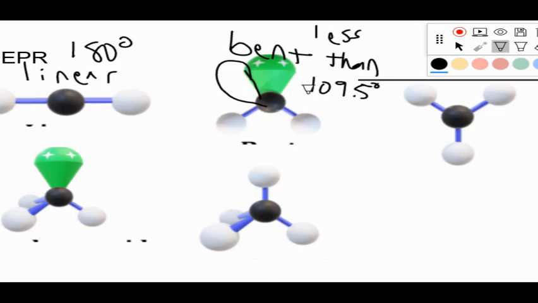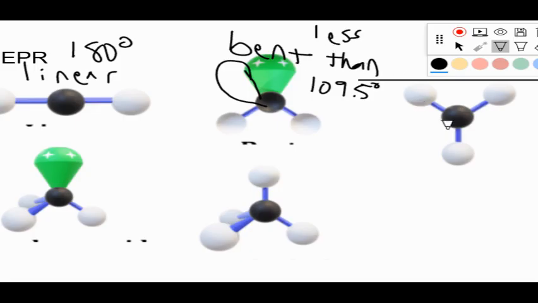Depending on the bent. So there's 2 different bents. There's one bent where there's 2 shared and 2 unshared. That's the most common. There's another bent where there's 2 shared and only 1 unshared. So it's just less than. It could be 107. It could be 108, but we're just going to say less than. That's all the AP is going to make you do.